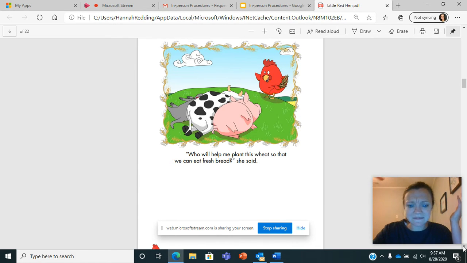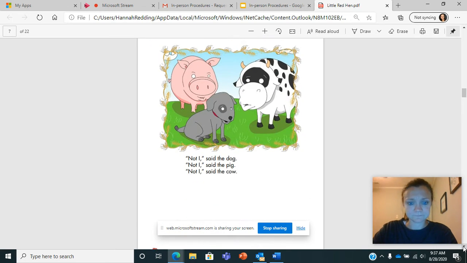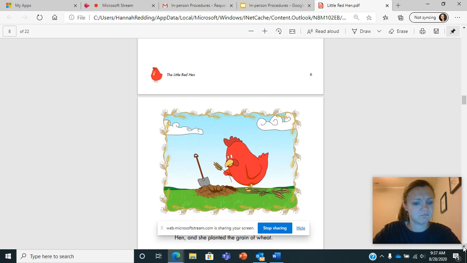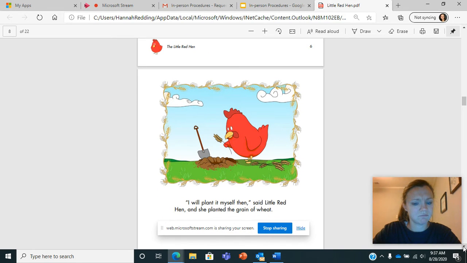Who will help me plant this wheat so that we can eat fresh bread? In case you didn't know, class, wheat makes my favorite food in the world. It makes bread. So Little Hen's asking, who can help me make bread? Not I, said the dog. Not I, said the pig. Not I, said the cow. I will plant it myself then, said Little Red Hen, and she planted the grain of wheat.